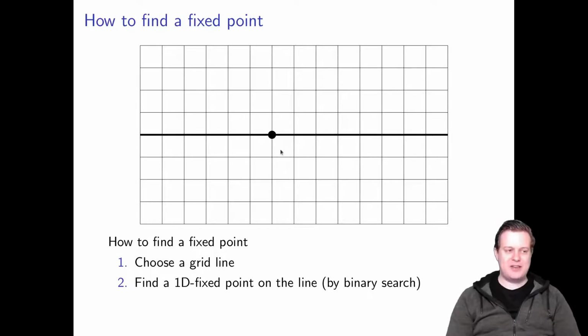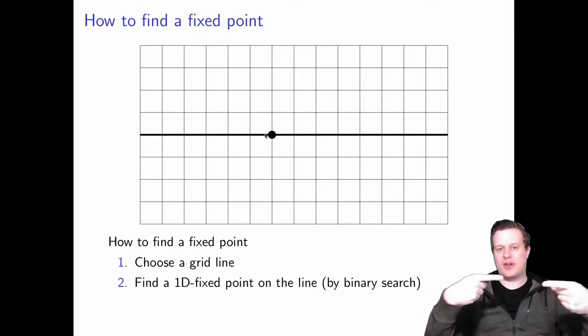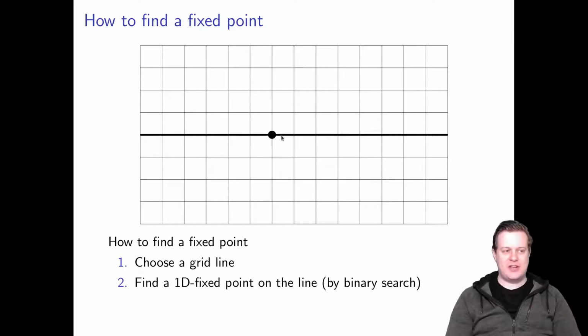So what does that mean? You're looking on this line, and you're looking for a fixed point of the 1D instance, and the 1D instance only cares about whether you're going left or right. So that means you find this point, and it's a fixed point in 1D, so it's not going left, it's not going right, but f could move this point upwards, and f could move this point downwards.